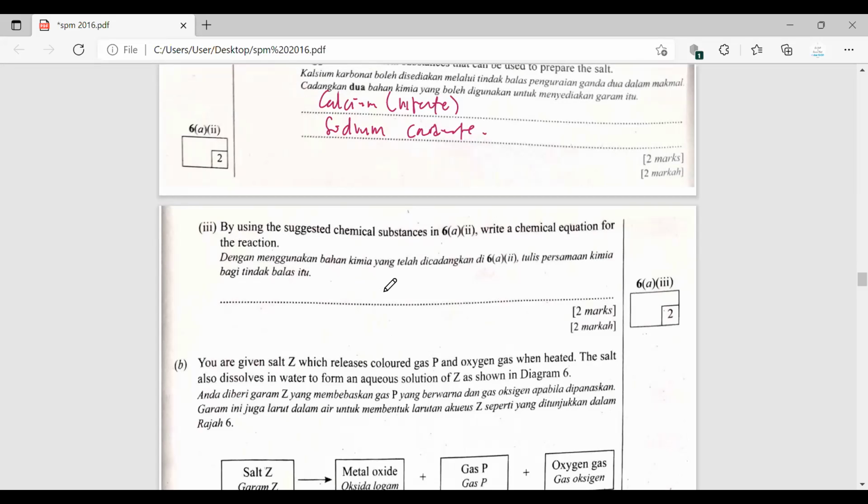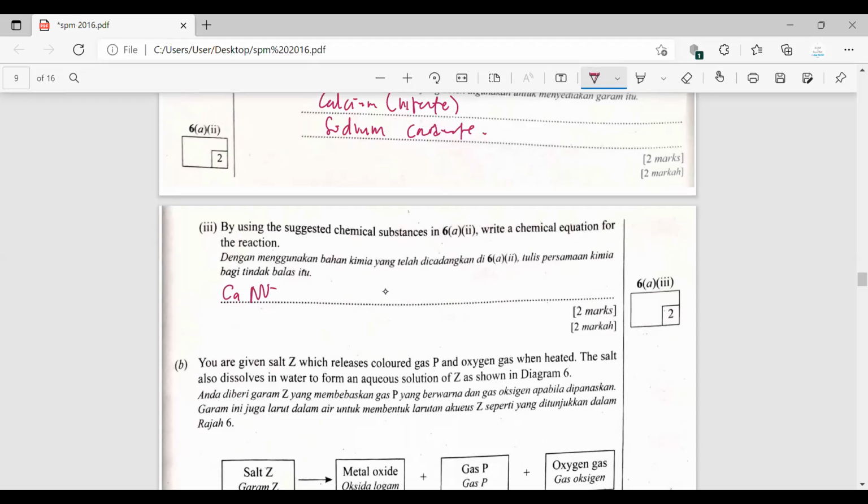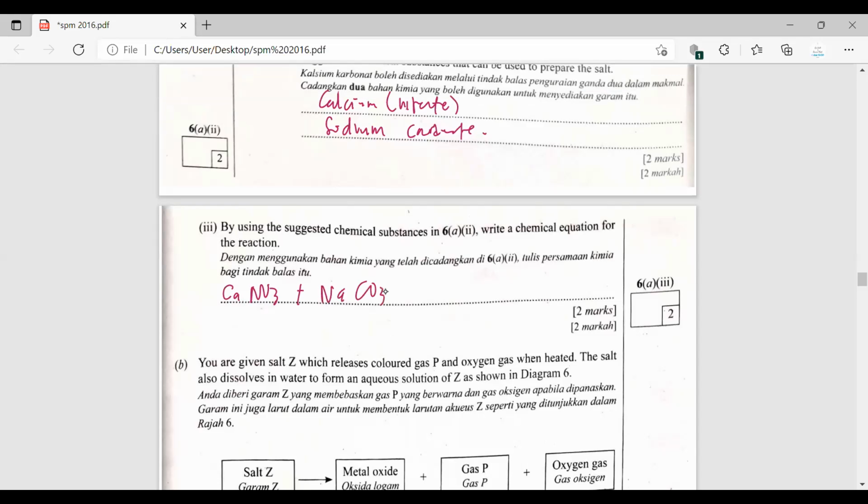Reaction. CaNO3 plus NaCO3. Then arrow. CaCO3 and NaNO3.